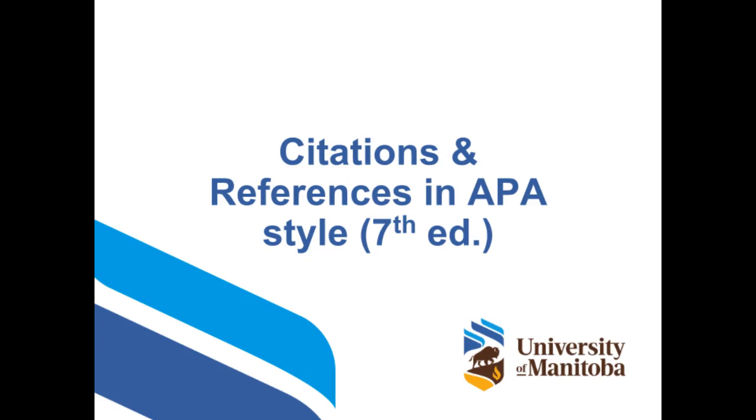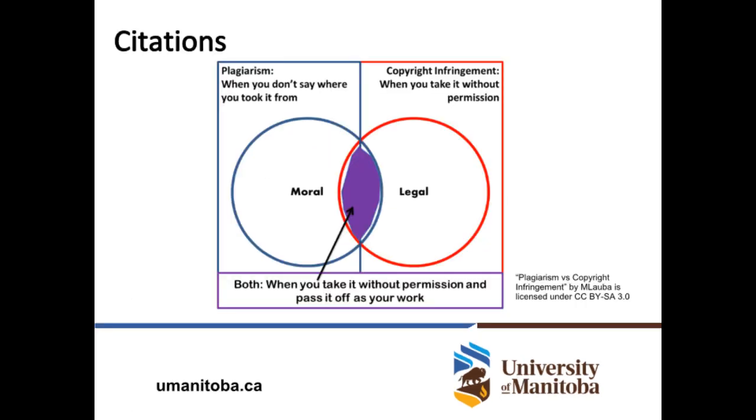This tutorial explains how to cite and reference your sources using the 7th edition of the APA-style manual. The purpose of a citation is to appropriately acknowledge the sources of ideas and expressions you use in your written work, whether quoted directly or paraphrased. This applies to images as well as to written material, and materials or information from internet sources.